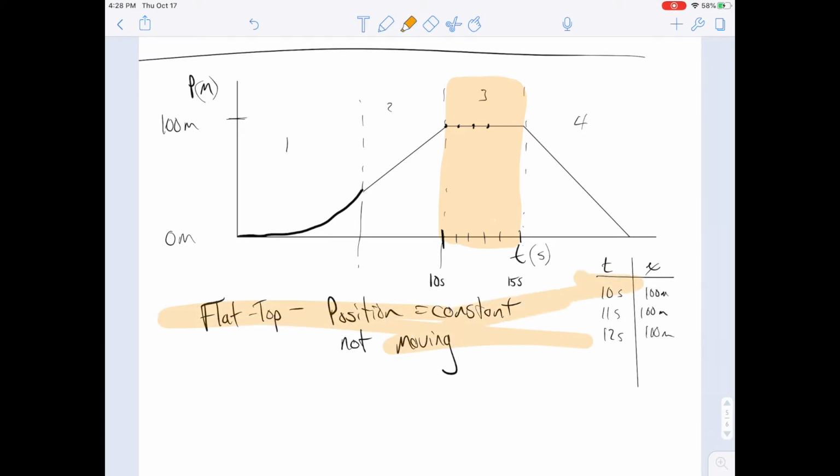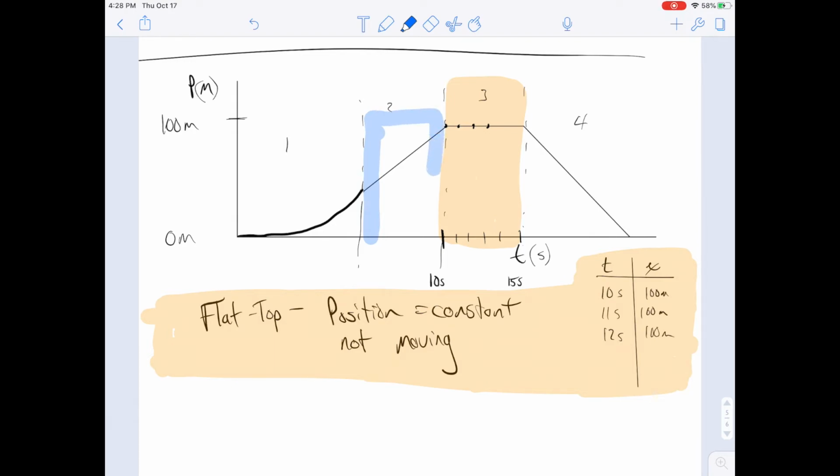Great. So that's our first case. We'll leave that in orange. The orange case is the flat top case, where nothing is moving and the position is not a function of the time. Great. The next example is the example of the slanted line, this line like this. And here we see that the position is changing. The position is changing as time passes.